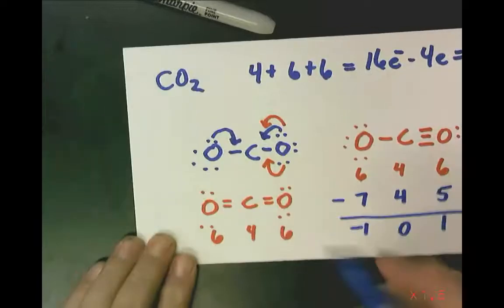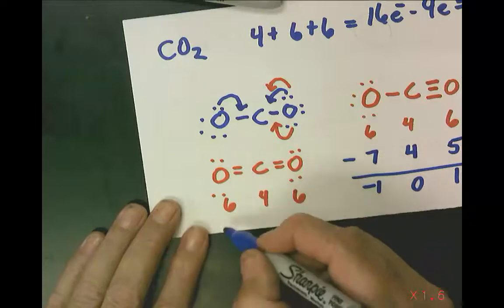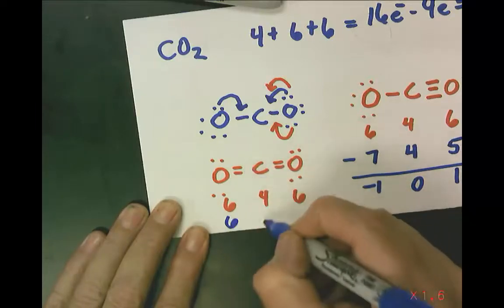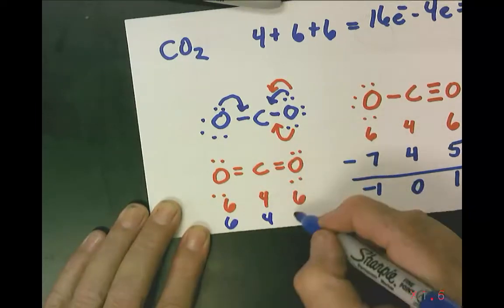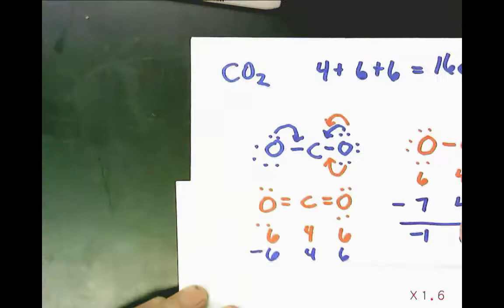Okay, now we do the same thing over here. 2, 4, 5, 6. 1, 2, 3, 4. 2, 4, 5, 6. Okay, now we subtract. Sorry, I didn't leave much room there, did I? Let me get another piece of paper.